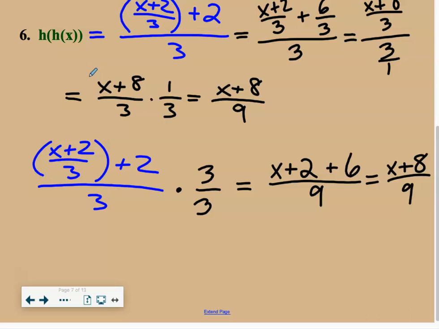So when you multiply, I'm going to write it down here. If I take x plus 2 over 3 times 3, these cancel, and you're left with just x plus 2. And then 3 times 2 is 6. And then 3 times 6. And then you add the 2 and the 6 to get x plus 8. Can I use that? Yes, sir. 3 over 3. All right, good.